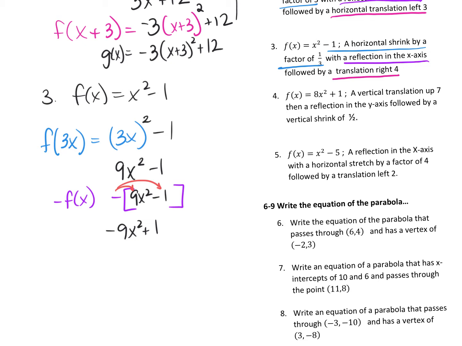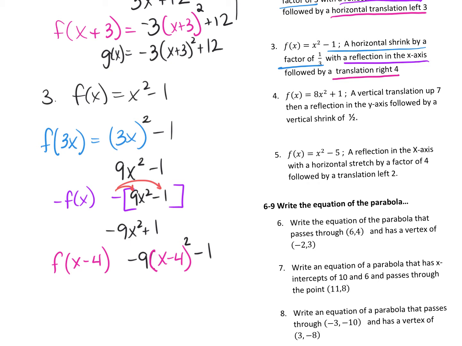And then a translation right 4. Translations right and left are inside. Right is minus 4. We want it to be plus, but it's not. It's opposite. And so I'm going to replace the x with what I have here in the parentheses: negative 9 times (x minus 4) squared plus 1.